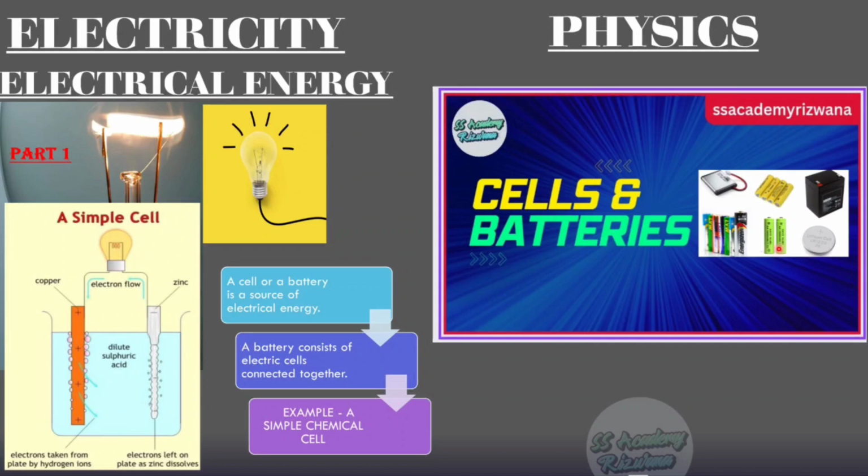Now, a chemical cell transforms chemical energy into electrical energy. This happens because substances inside the cell react with each other. This is a simple non-rechargeable cell containing a zinc rod and a copper rod in dilute sulfuric acid. The zinc rod becomes negatively charged and the copper rod becomes positively charged as a result of the reactions in the cell.